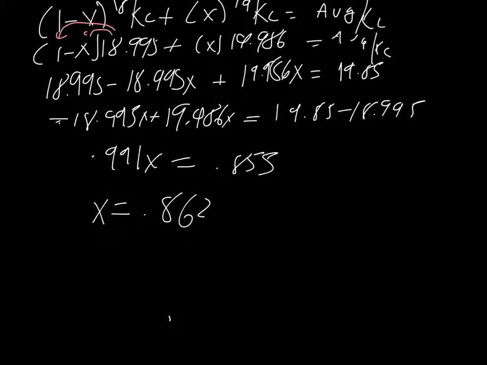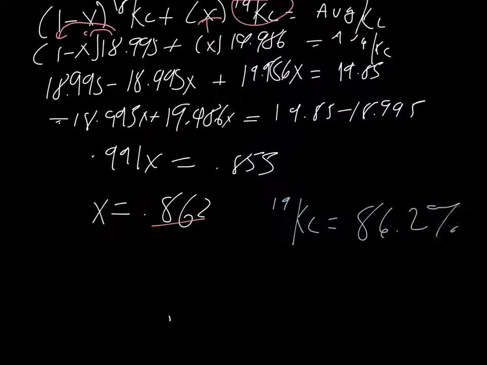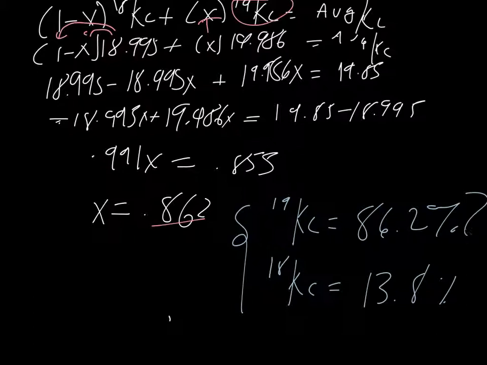Now this 0.862 is this x here, right? Which is tied to my 19 Kc. So I can say that 19 Kc equals 86.2%, just moving the decimal point over, because I solved for that x. Which means that my 18 Kc has to be whatever's left over, 100% minus 86.2, which is going to give me 13.8%. And I'm done. This is my final answer.